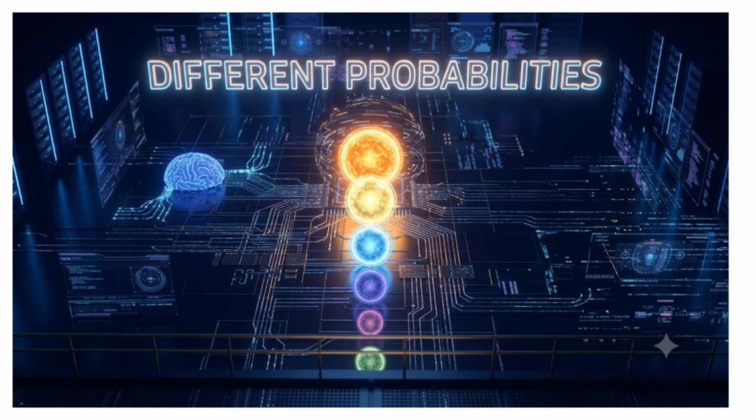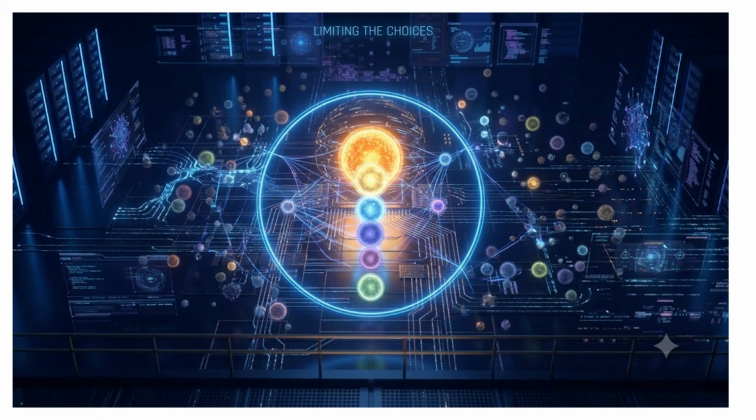Not every possible word has the same chance of being selected. Some words have a very high probability, while others have a much lower probability. The AI ranks these possible words from most likely to least likely. Top P uses these probabilities to decide which words remain available for selection. This is where Top P comes in.